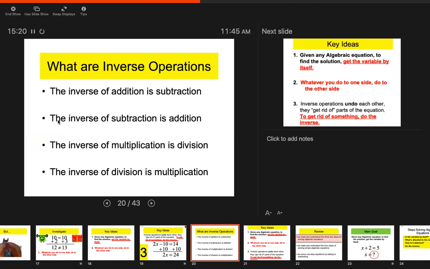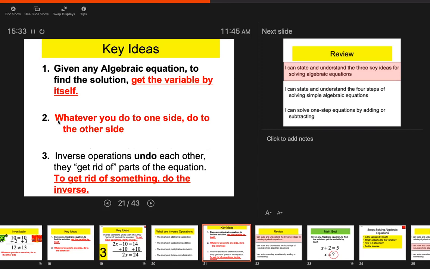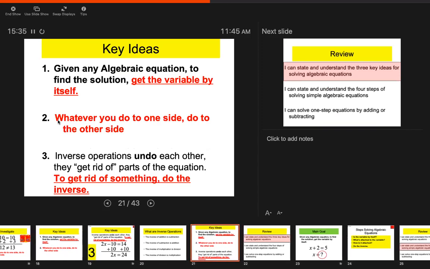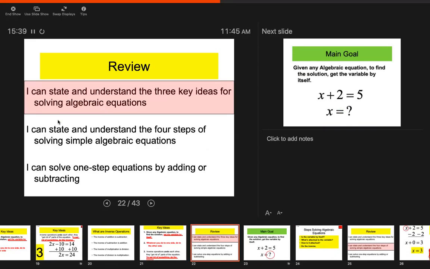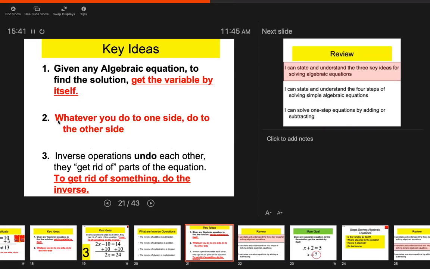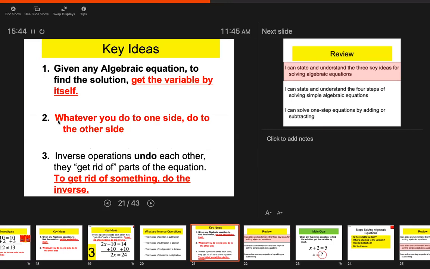What's the inverse of absolute value? There's another one that you'll get. Negative absolute value. It's pretty close, right? The opposite of absolute value. All right. So we got these 3 key ideas. Lastly, the last one is to get rid of something, you do the inverse. And trust me, for those of you that are good at solving equations, this is what you do, by the way.